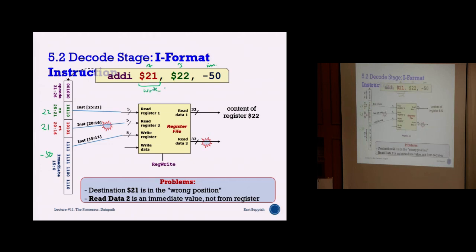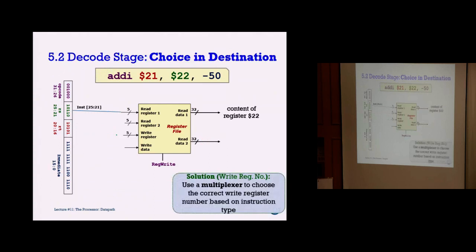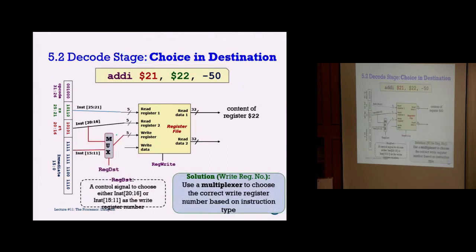So if I try to follow the same mapping, it doesn't work because it is now pointing to a read register, and I want bits 20 to 16, which specify my RT in this case, to point to my write register. So how do I overcome this challenge? I introduce a multiplexer. A multiplexer is just a simple piece of hardware that channels the appropriate data to the output pin.